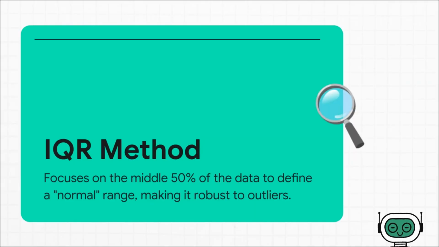Now, another really powerful tool is the interquartile range, or IQR. The key difference? The z-score uses the mean, which we already know is sensitive to outliers. The IQR method, on the other hand, is based on the median. It focuses on that stable, middle 50% of the data, which makes it much less bothered by outliers.